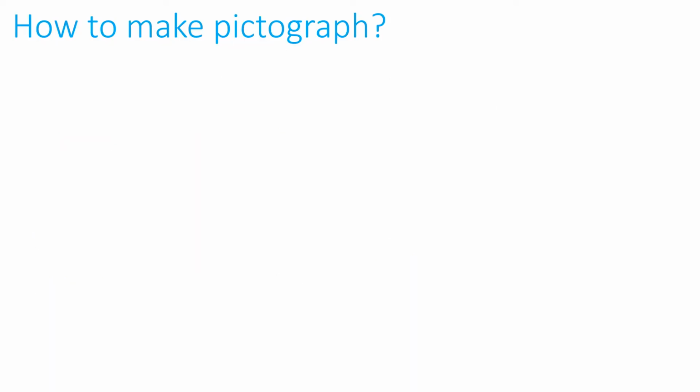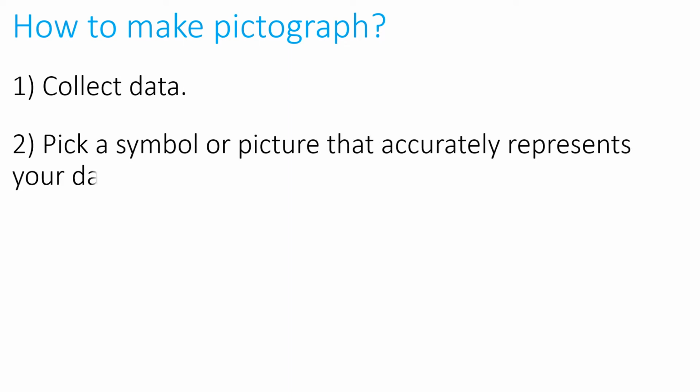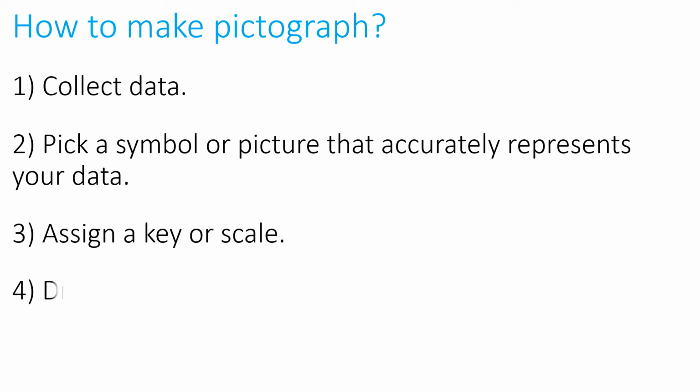How to make a pictograph? Number 1. Collect data. Number 2. Pick a symbol or picture that accurately represents your data. Number 3. Assign a key or scale. Number 4. Draw a pictograph. To understand it in a better way, let us solve some questions.